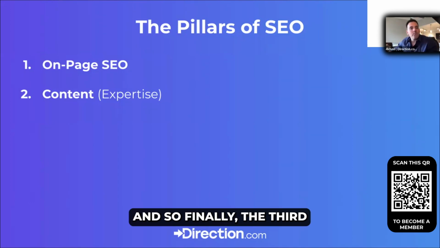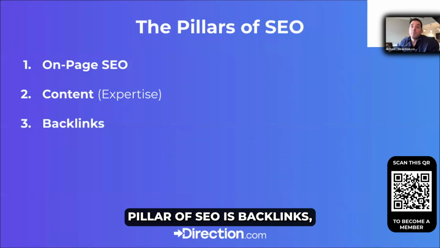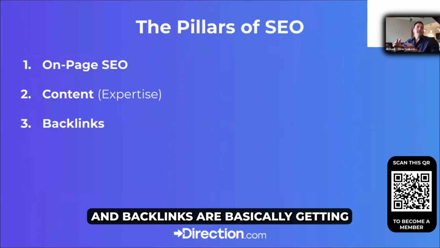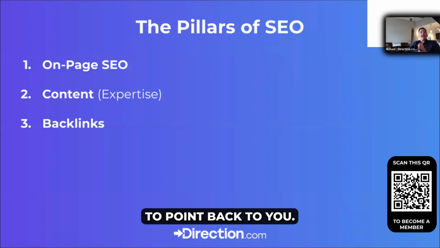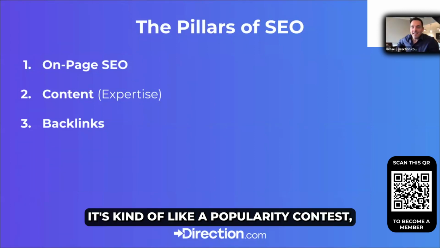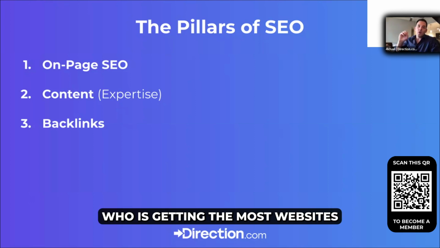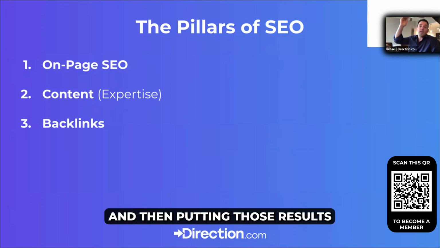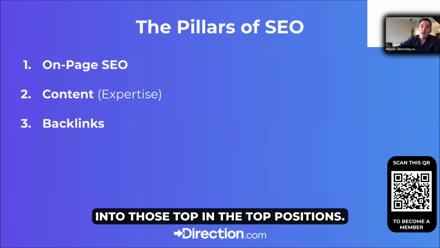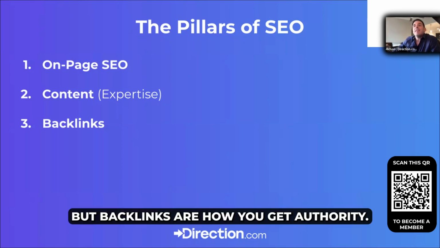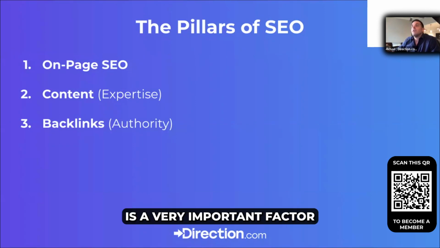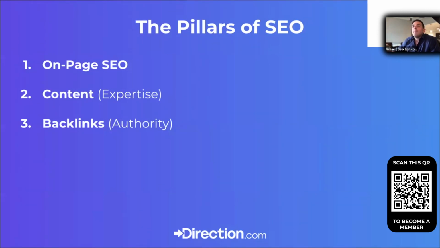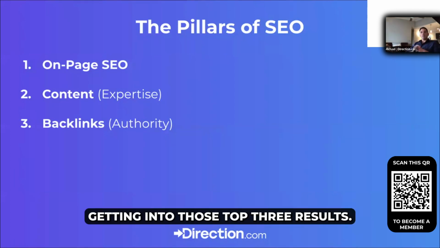Finally, the 3rd pillar of SEO is backlinks. Backlinks are basically getting other web pages, ideally authoritative web pages, to point back to you. It's kind of like a popularity contest. Google is looking at who's getting the most websites to point back to them and then putting those results into those top positions. But backlinks are how you get authority. And authority is a very important factor when it comes to SEO. Authoritative websites, that's really how you're going to be getting into those top 3 results.